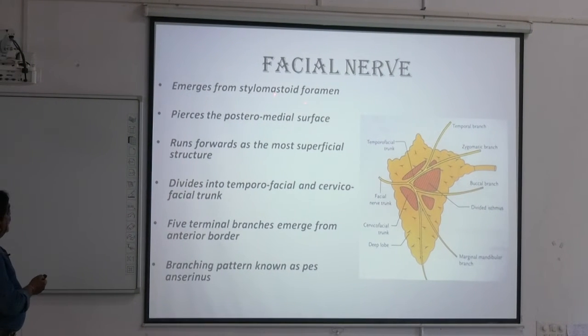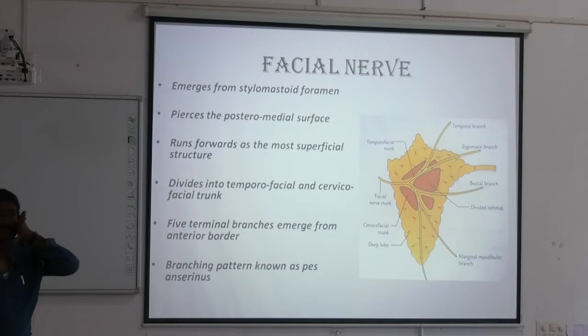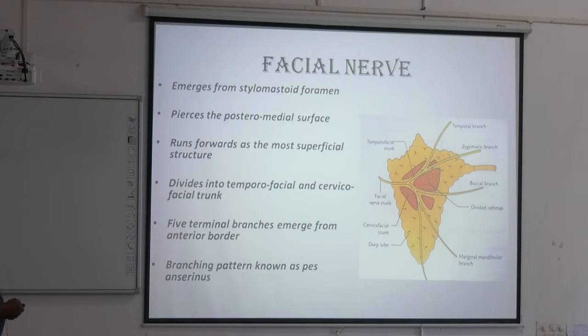It emerges from the stylomastoid foramen, pierces the posteromedial surface, runs forward as the most superficial structure, and divides into temporofacial and cervicofacial trunks. Five terminal branches emerge from the anterior border, five branches like this, in a branching pattern known as pes anserinus. Facial nerve.